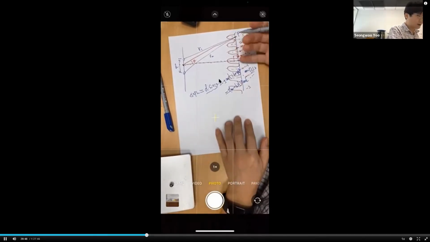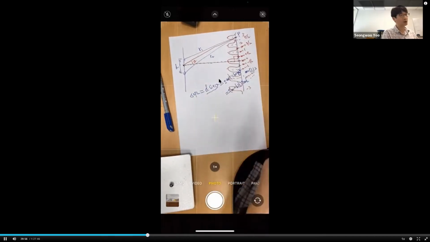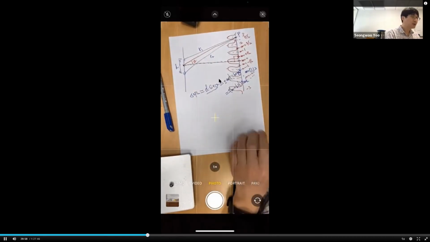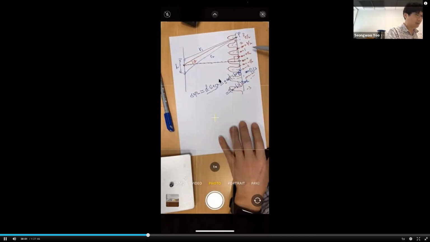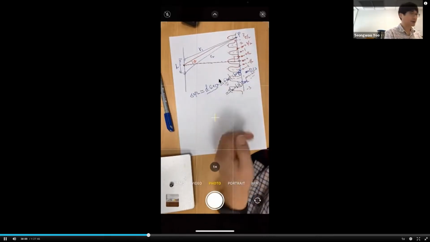And then when we move to the fringes below this center line, then our m, of course, is going to be -1/2, and then -3/2, so on and so forth. So we can determine these bright fringes and the dark fringes above the central line and below the central line, and then the sign will determine those locations, all right?